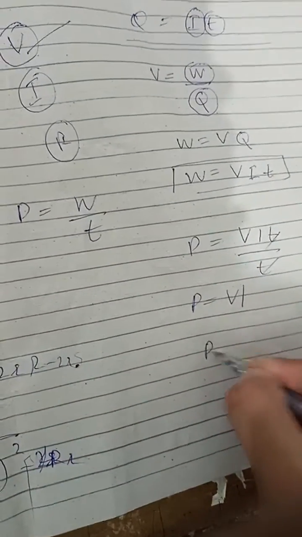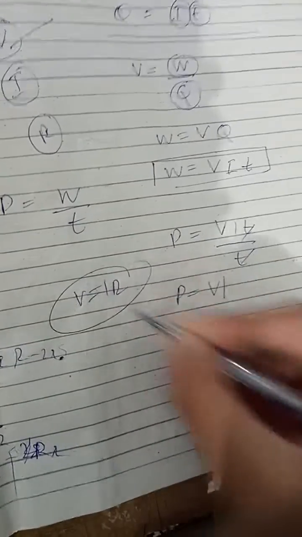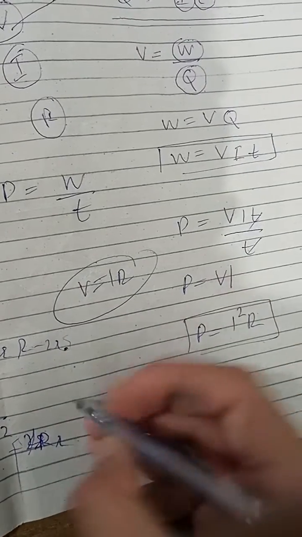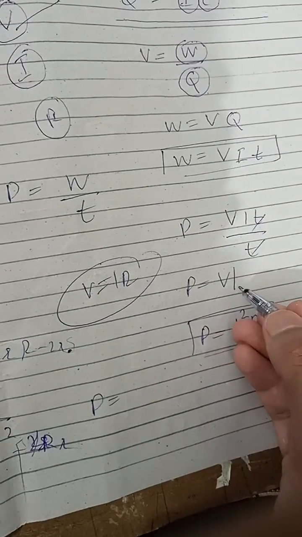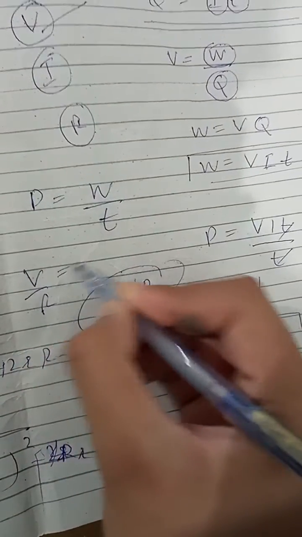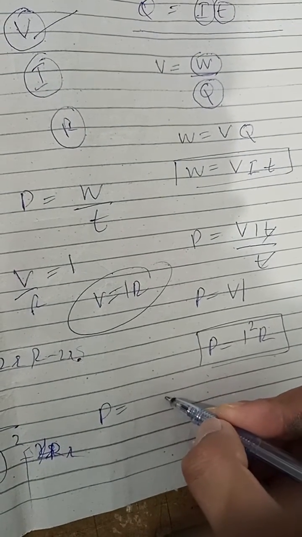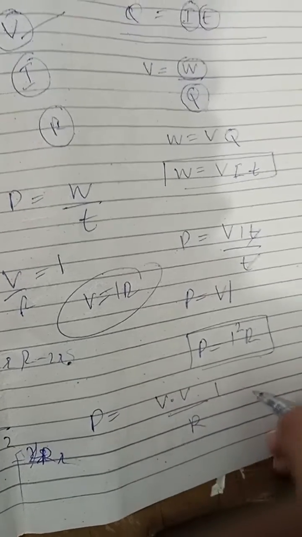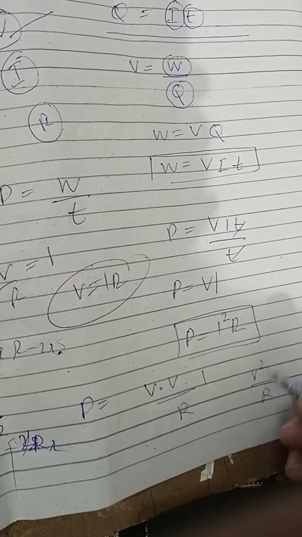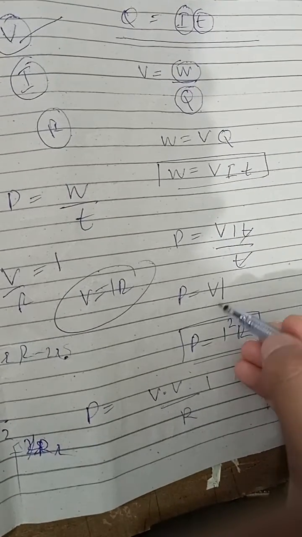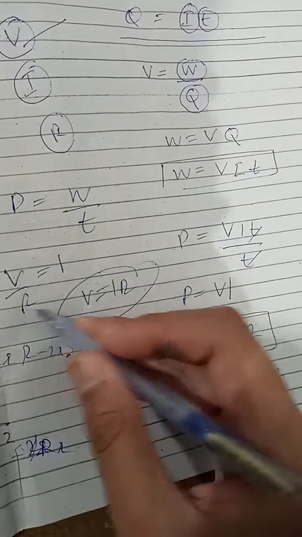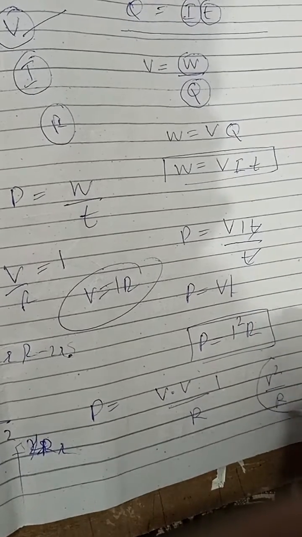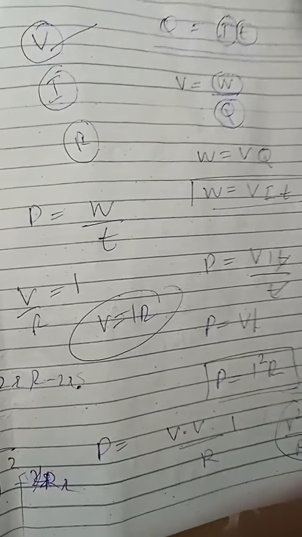If we put V is equal to I R, as we know, it will be I squared R. Another formula: if we put the value of I, which is V over R, then P is V times V divided by R, so V squared by R. It is also a formula of electric power.